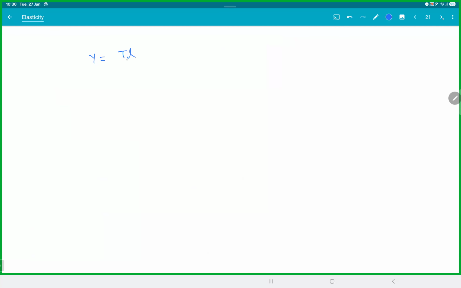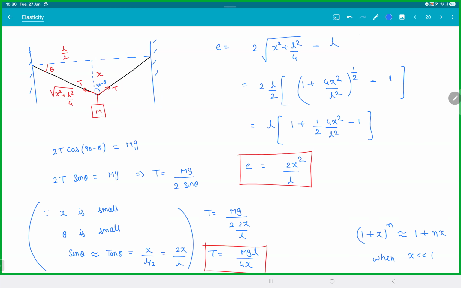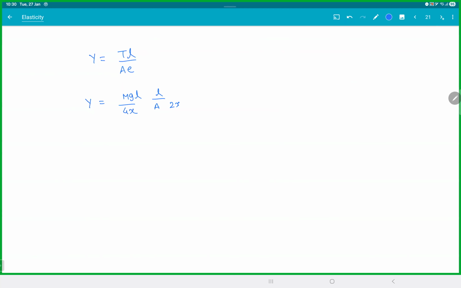Y is equal to tension times length by AE. Y, tension is how much? mgl by 4x. What is the elongation? A 2x square by L. Bring all x to one side, you get x cube, mg L cube by 8ay. Therefore, x is equal to mg by 8ay whole power 1 by 3 times l.